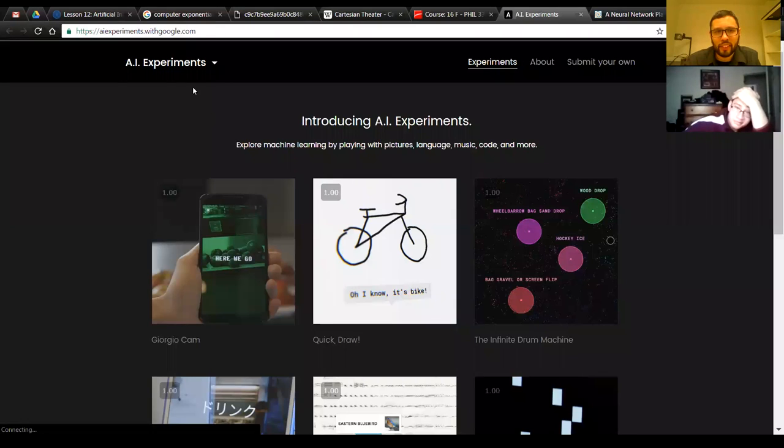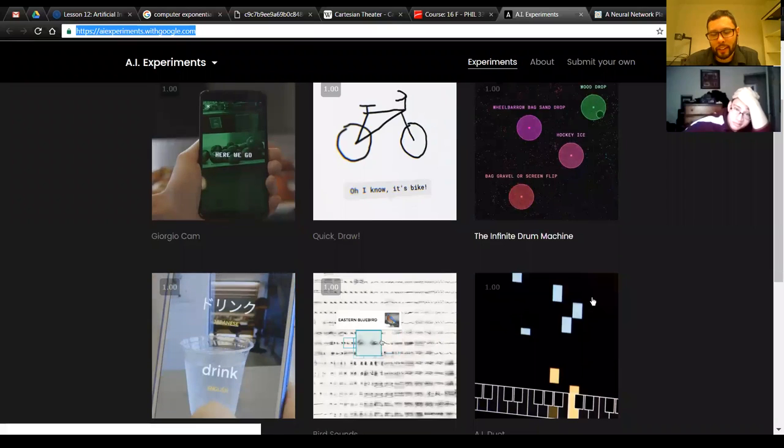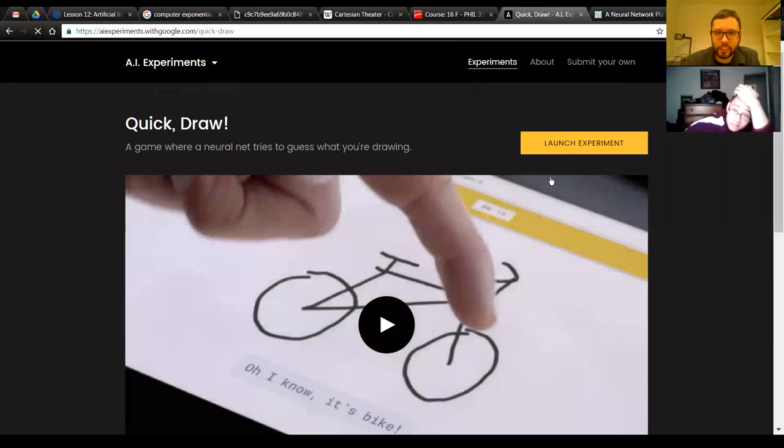First thing, you should play with this. Google just released a bunch of AI experiments. These are little games you can play with an AI. Some of them, QuickDraw is really fun. It shows you how sophisticated this stuff gets. Let me just show you QuickDraw really quickly.